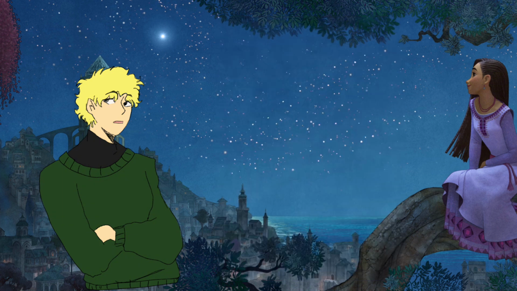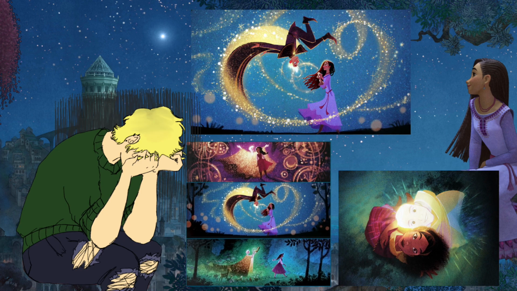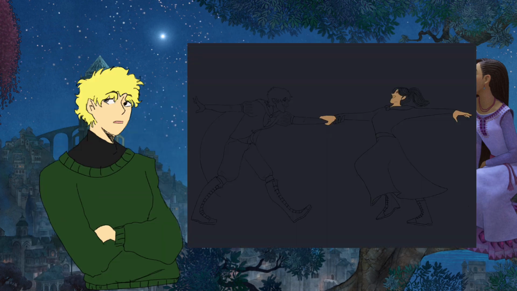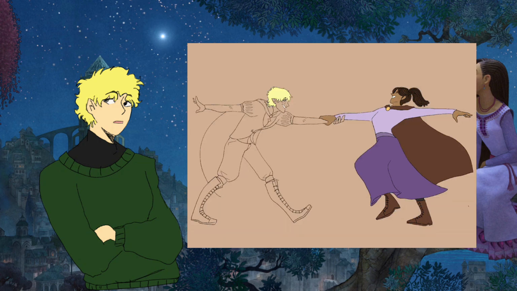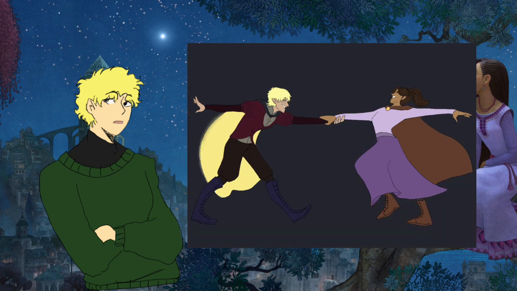Now I'm gonna complain about the Starboy and Asha, because look at them. They would have been so cute anyway. So I wanted this cool thing about Star and Asha to happen at a certain point in the movie or TV show, because I haven't decided if I want this to be a movie or a TV show, because I think it'd be cool as a TV show as well.